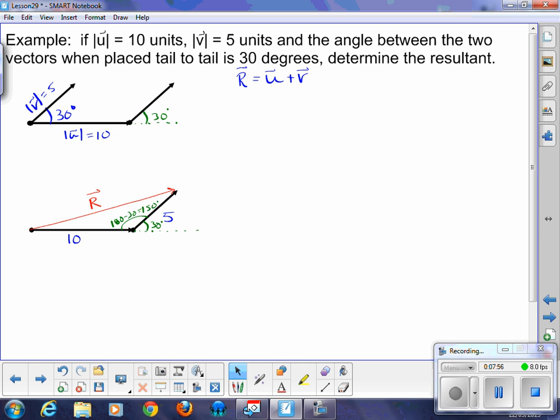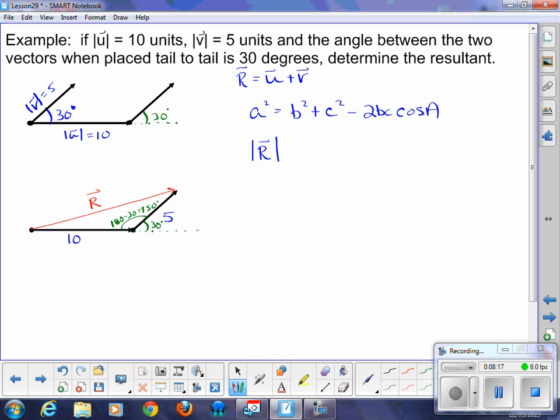Guess what? We have enough for the cosine law. So cosine law, if you recall, a squared equals b squared plus c squared minus 2bc cos of angle A. Okay? That's not what you're going to put on your cheat sheet. This is what you're going to put on your cheat sheet or your formula sheet for the exam.